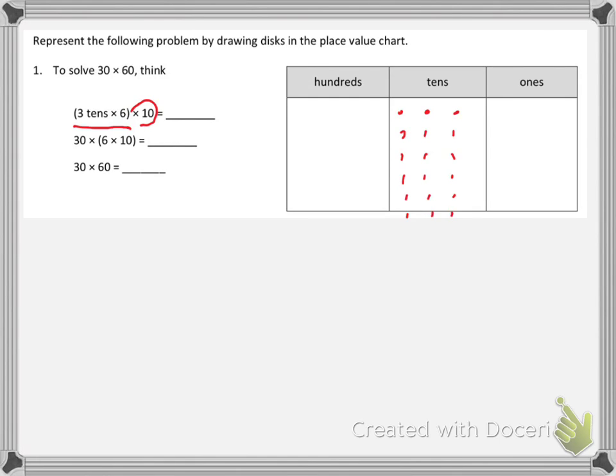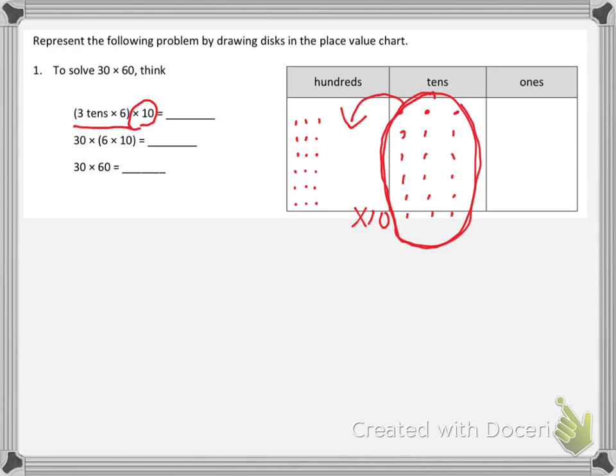And it says I'm going to need to multiply by 10. So we need to take all of this and move it over once to the left column, which is the hundreds, because we're multiplying by 10. So now we're moving all of these to here. So we had 18 in the tens, and then since we multiplied by 10, now we have 18 in the hundreds. So basically this is saying 18 hundreds.